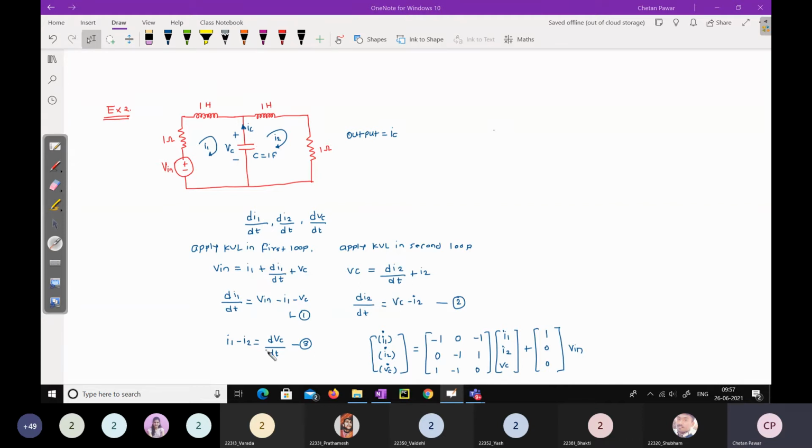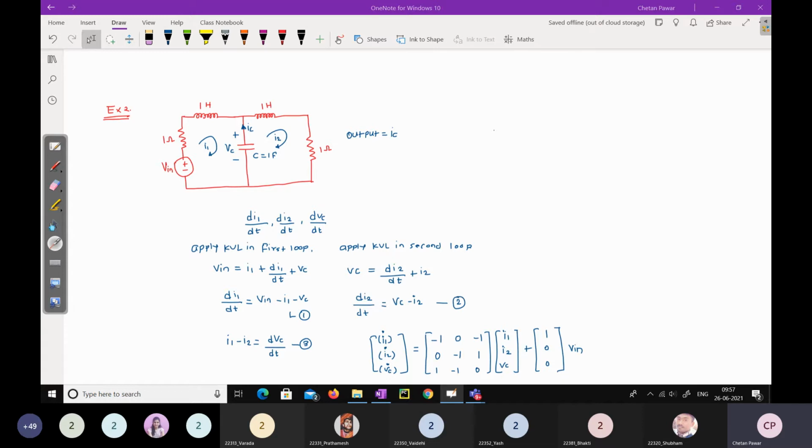So the current will be C into dVc by dt. Now C is 1 here, right? So I1 minus I2 will be dVc by dt. Okay. So this will be the third equation, the output equation.